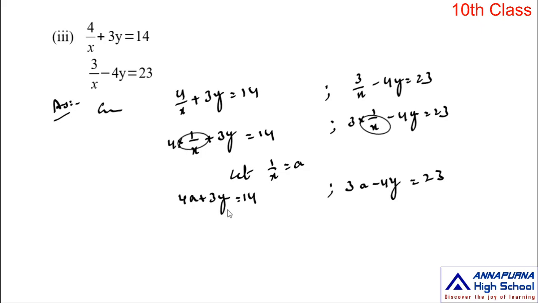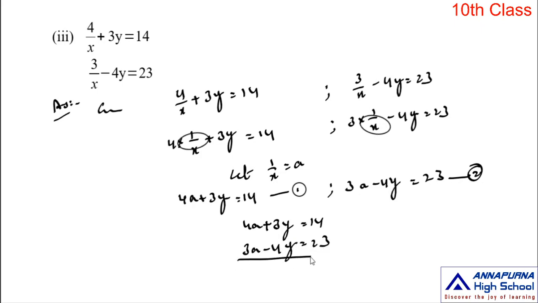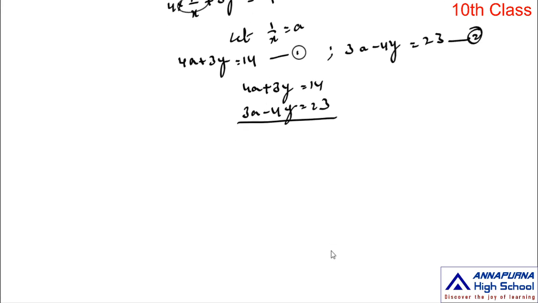Now the given two equations are changed to two linear equations with the variables a and y. Here I am not replacing y with any variable. You observe that. So these two are the linear equations and the variables of these two equations are a and y. Now solve these two equations by elimination method or substitution method. So write down the two equations one by one: 4a plus 3y is equal to 14 and 3a minus 4y is equal to 23. Now solve these two equations.